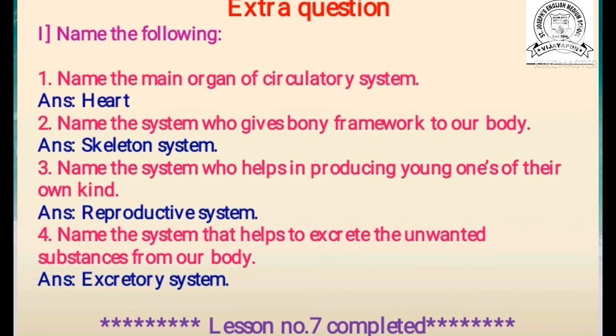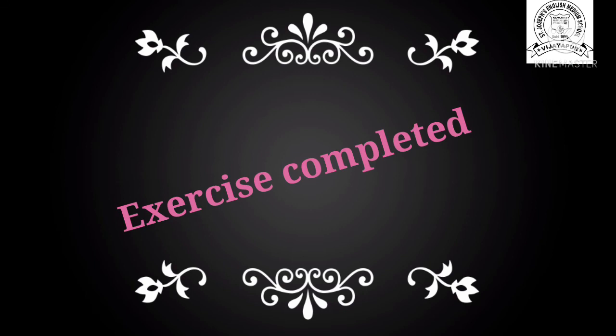Now the fourth one: name the system which helps to excrete unwanted substances from our body. Which system can expel the unwanted substances? It is the excretory system. So here we completed our exercise part 2 also, children.